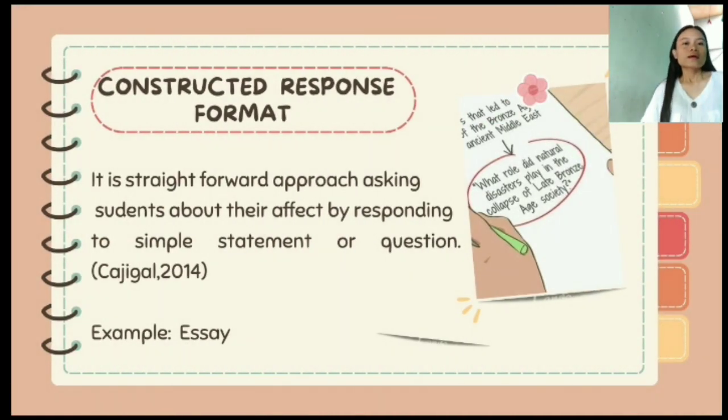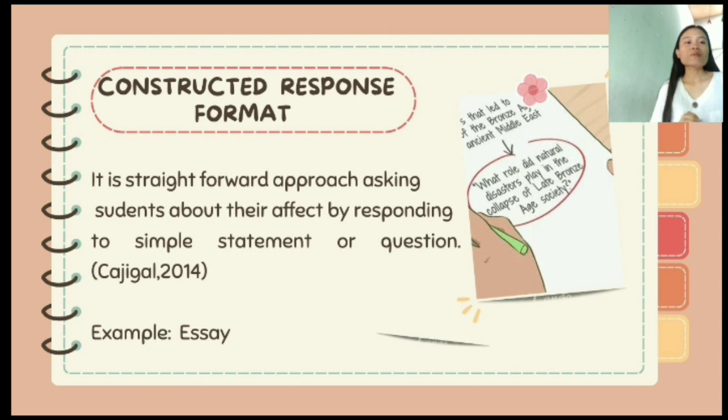So, the constructed response format is a straightforward approach asking students about their affect by responding to a simple statement or question. That was based on the book of Kajigal 2014. And the best example for a constructed response format is what we call an essay, just like answering the question why I love physics.